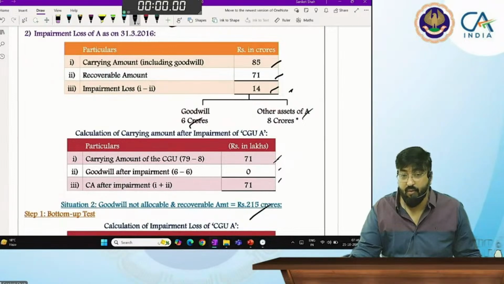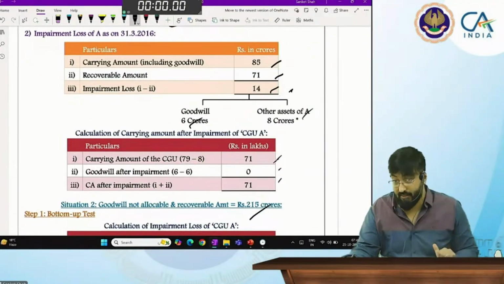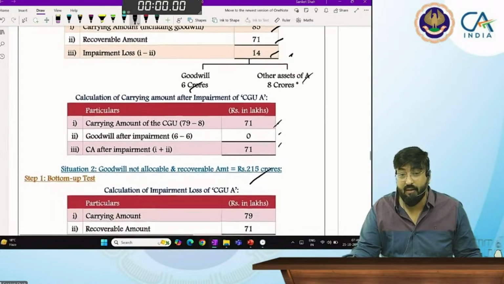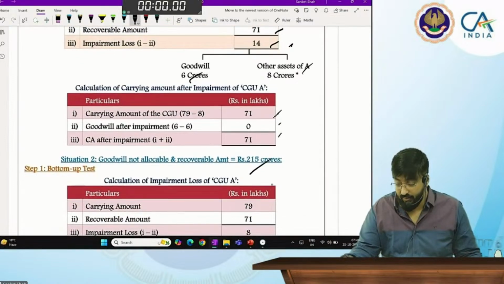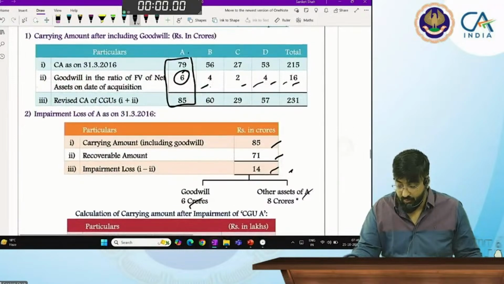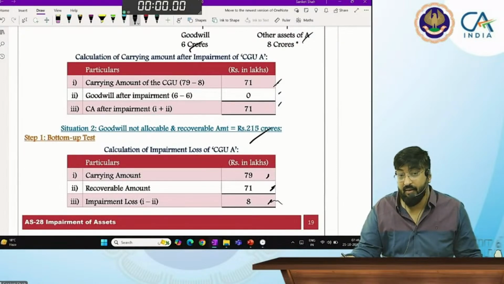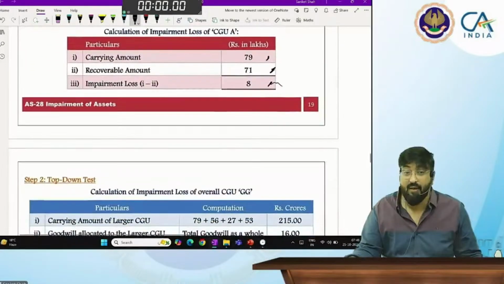Okay. What is the impairment loss? Now first we will do the bottom up test without goodwill. So what is my carrying amount? 79. And what is the recoverable amount? 71. So what is my impairment loss? 8. Now the impairment loss is 8.